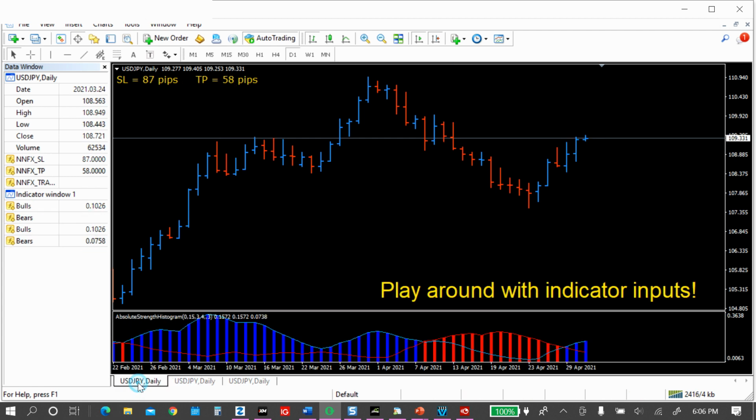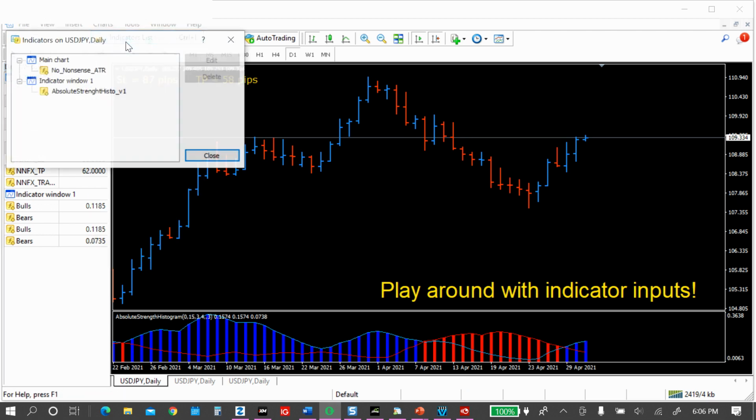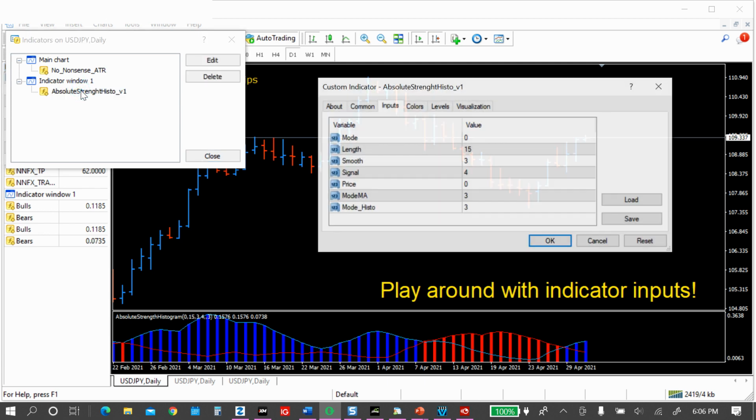Now, we've only been talking about default settings. The fun really begins when you start playing around with the indicator inputs. So here's our absolute strength indicator down here that we've been using. If you go up to charts and click indicator list, it'll show you the indicators that you have on your current chart. On this one, I only have two indicators so far: my no-nonsense ATR, and my absolute strength histogram.